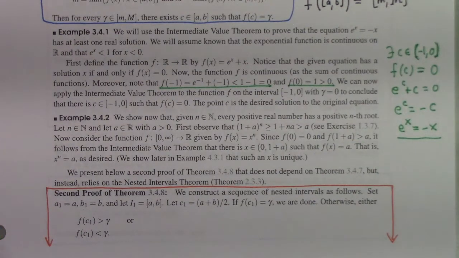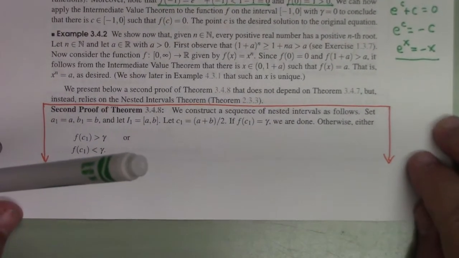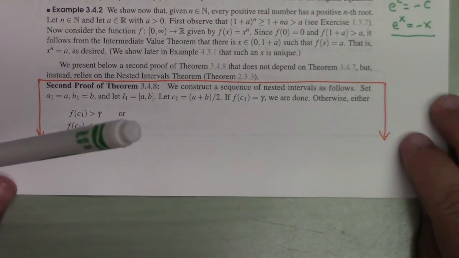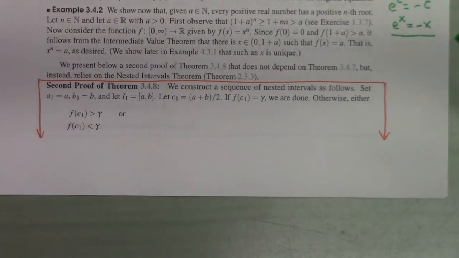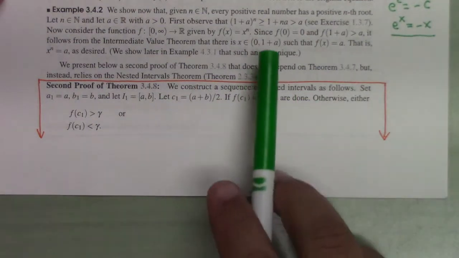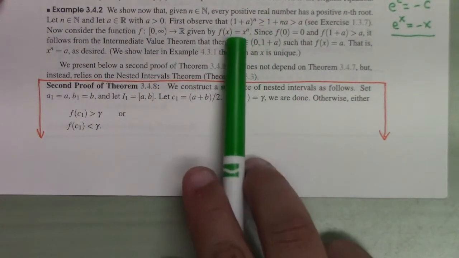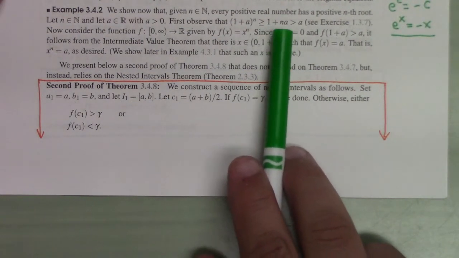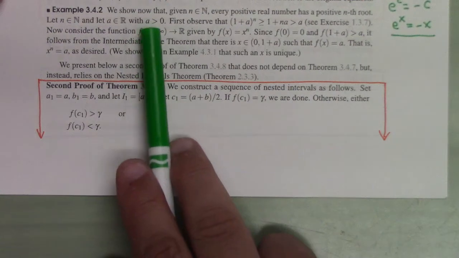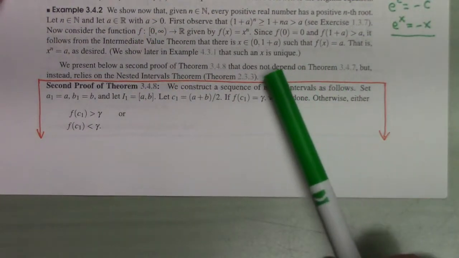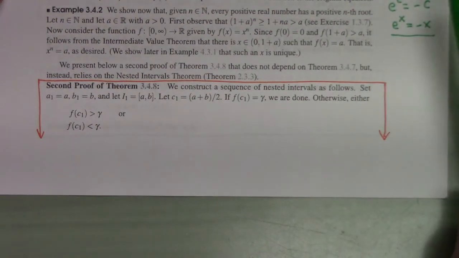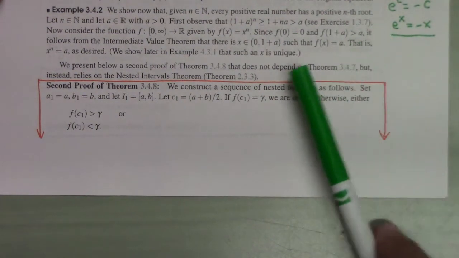Very cool. Now the next example, 3.42, he argues that there exists an nth root for any positive real number. So remember, by the binomial theorem, we have that this is greater than or equal to 1 plus na, because you're dropping a bunch of positive terms here. We're assuming a is positive. And of course then that's greater than a. Prove that in exercise 1.37.